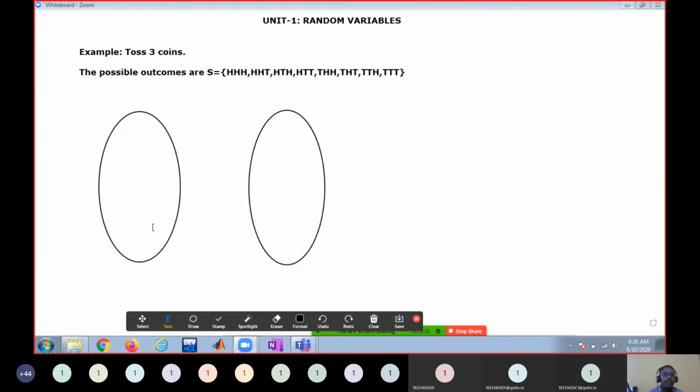Okay, so let us say this is our sample space. This is the set of real numbers. Okay, so I'm writing those possibilities here: head, head, head, head, head, tail, head, tail, head, head, tail, tail, tail, head, head, tail, head, tail, tail, tail, head, tail, tail, tail.